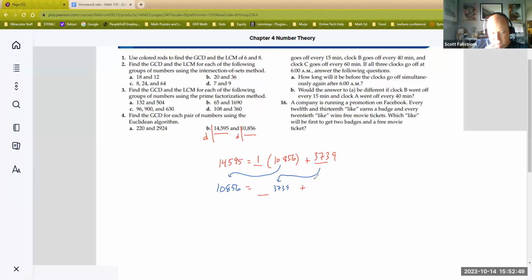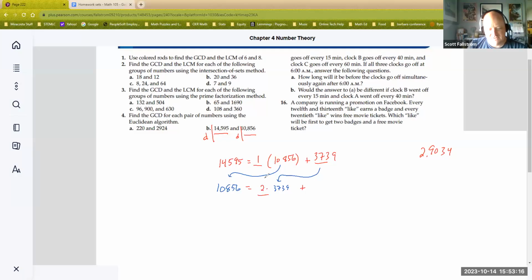Okay, so 10,856 divided by 3,739. If I do that division, I get 2.9034, which is so close to being 3 times. So what I'm going to do for this problem is do it both ways. I'll do it with the 2, the way the book method showed, and then I'll come back and do it with 3, because I think it's actually a little bit easier if you do it with 3.